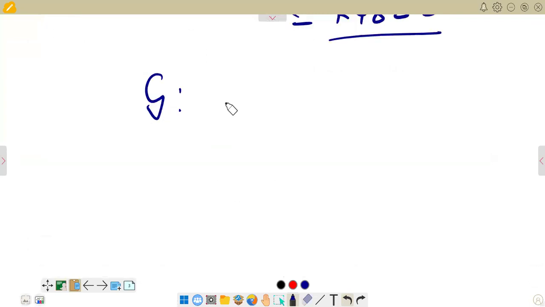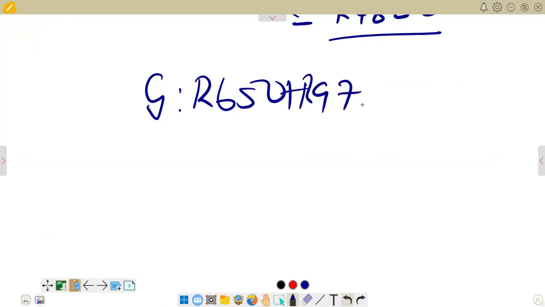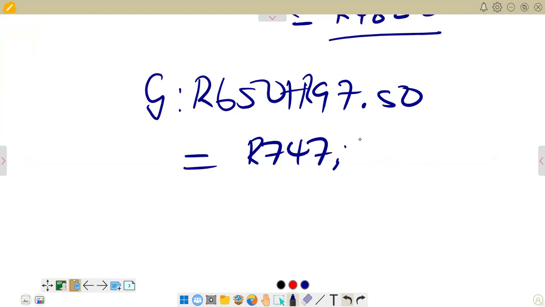So you come here, plus 97.50, and the 7 rands 50 cents. If you add there for G, you'd see that you are going to get 747 rands 50 cents. So this is what we have. This marks the end of our calculations. This is the last part of our calculations.